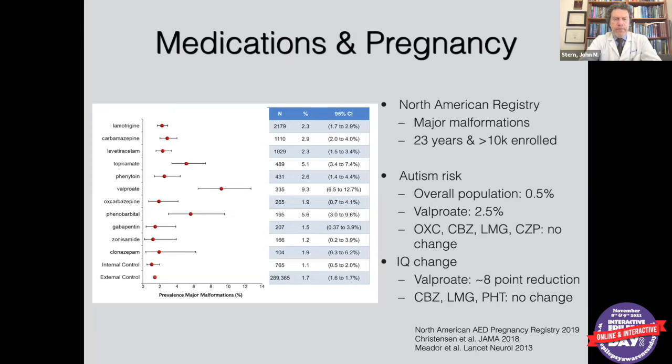And so you can see the red dot at the very bottom, which is called external control, shows the risk of some type of malformation in a baby born to a mother in the general population. The internal control is the risk for people who are part of the study who are not on anti-seizure medications, otherwise healthy individuals. So you can see rates of about 1% or so where there's a problem, and that's the sad reality.